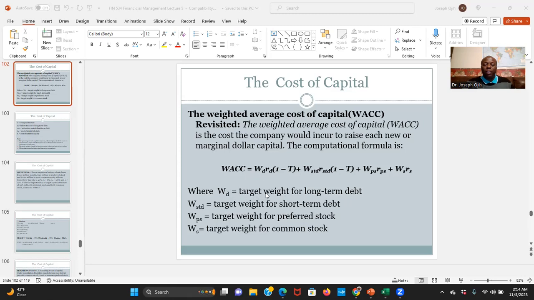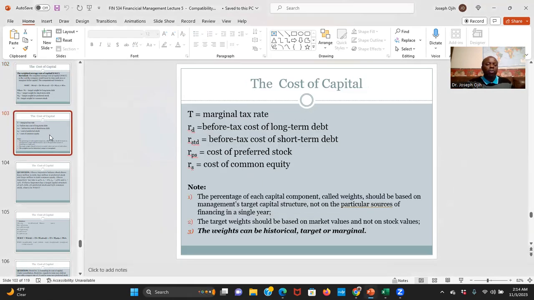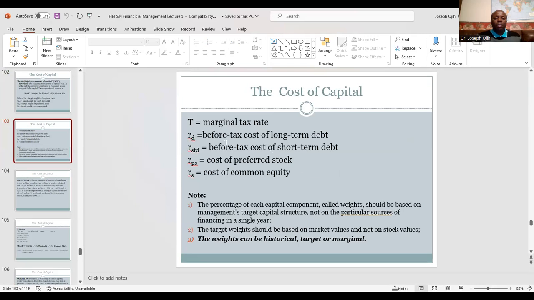So now these are the symbols that were used for them. WD for target weight of long-term debt, Wstd for target weight of short-term debt, WPS for the target weight of preferred stock, WS for the target weight of common stock. T represents the marginal tax rate. Then RD, the before-tax cost of long-term debt; rstd, the before-tax cost of short-term debt; RPS is the cost of preferred stock, and RS is the cost of common stock.